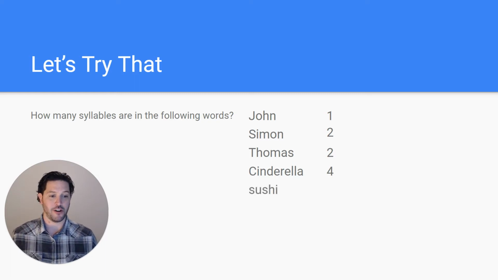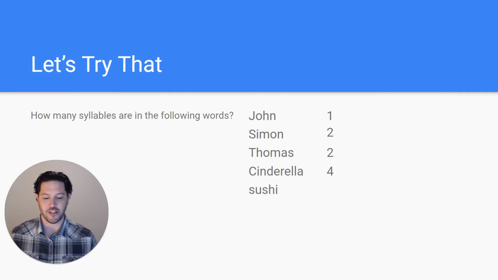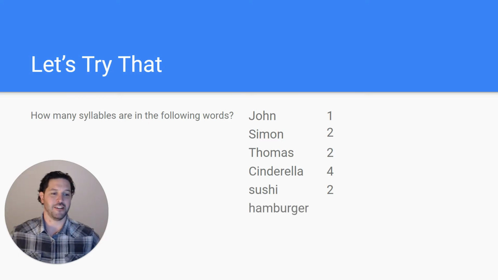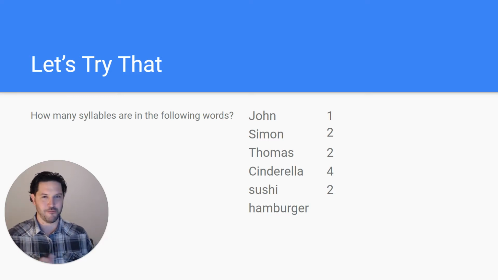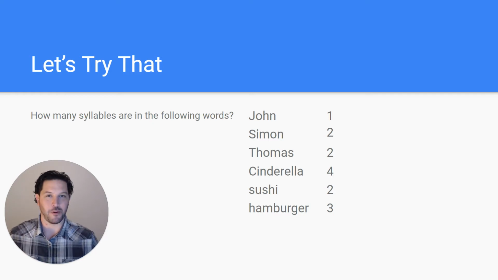Now, like I said, there are syllables in every single language. So, for example, the word sushi. Sushi is Japanese food. Sushi is how many syllables? Two syllables. And finally, hamburger, which might be American food, I think. I think it came from German immigrants. I don't know. But hamburger is three syllables. Now we know how many syllables are in any word that we want.